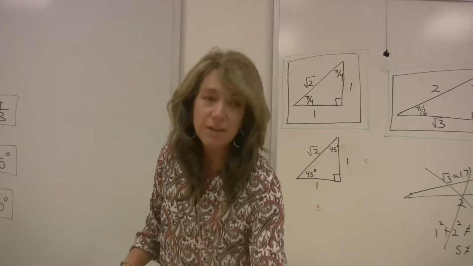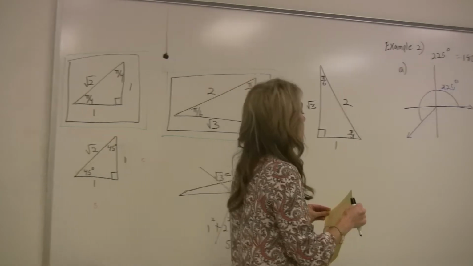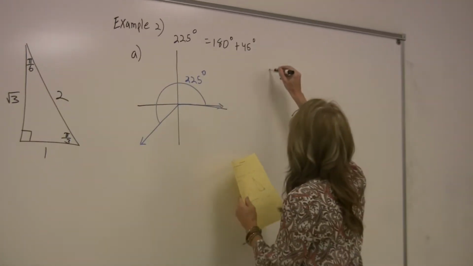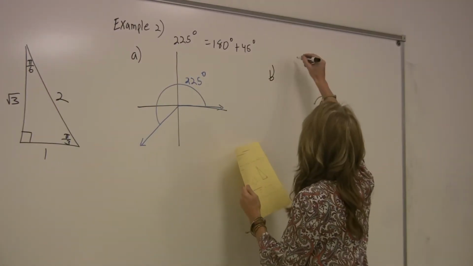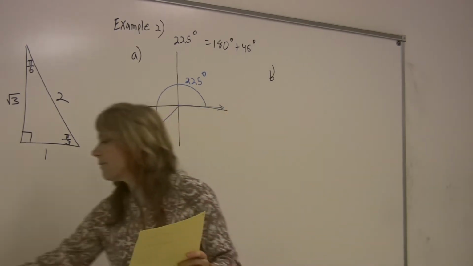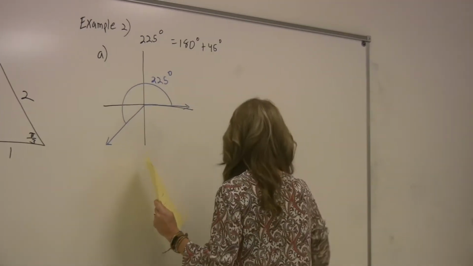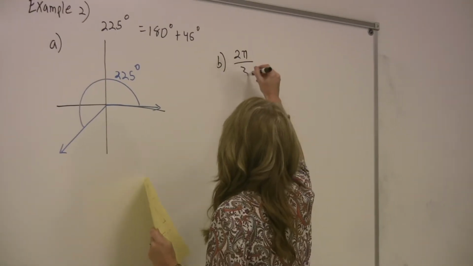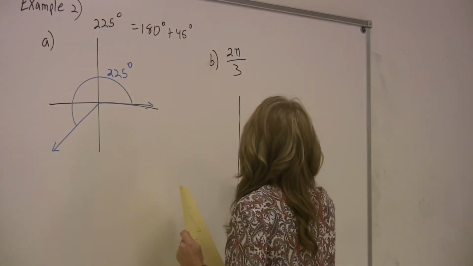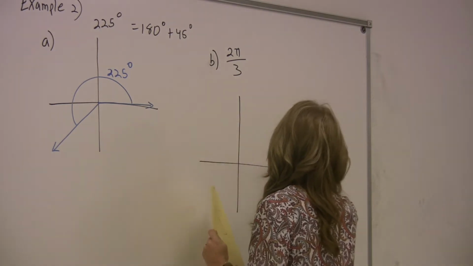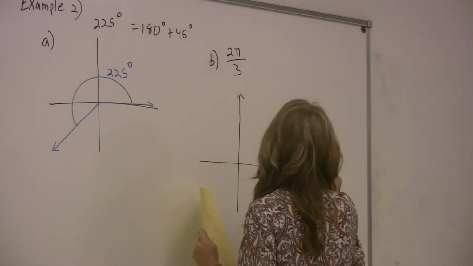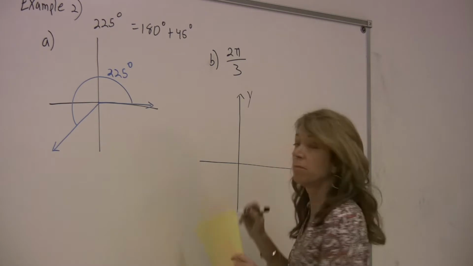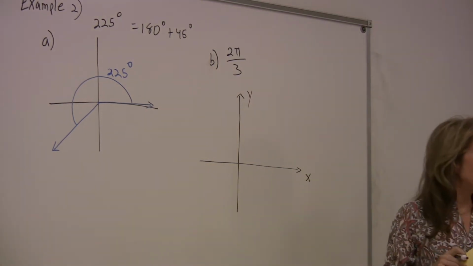Okay, but now the next three are all in radians, which gets a little bit trickier for us to think that way, but we're gonna get there. So for B, I have 2 pi over 3. There's a couple different techniques on how to find it. Would you plug in 180 for pi and then divide it? Okay, so that's one way right there, is turn it into degrees.